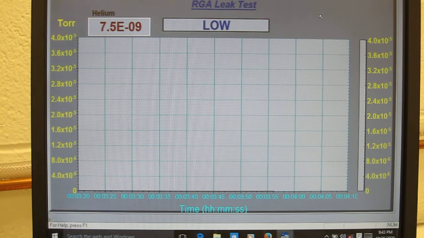Here's a view of the output of the mass spectrometer in leak detect mode. You'll notice that the quantity of helium that's detecting is very low. I begin taking my helium and wafting it over all of the connectors in the system. And if we find a leaky connector, the amount of helium rises.